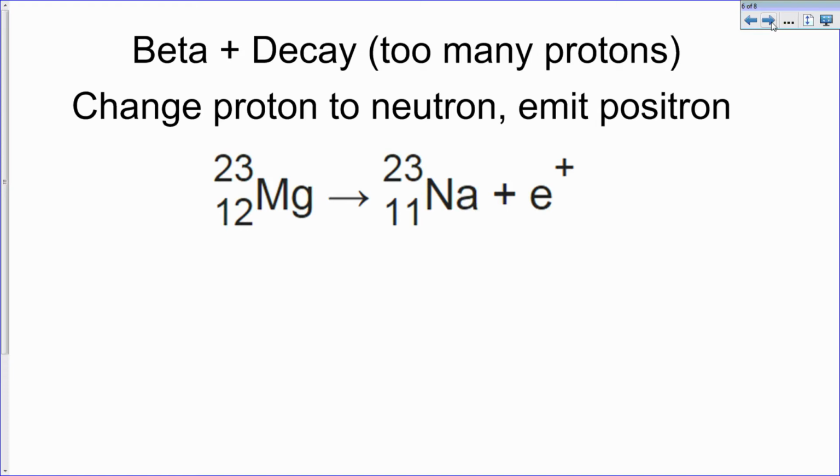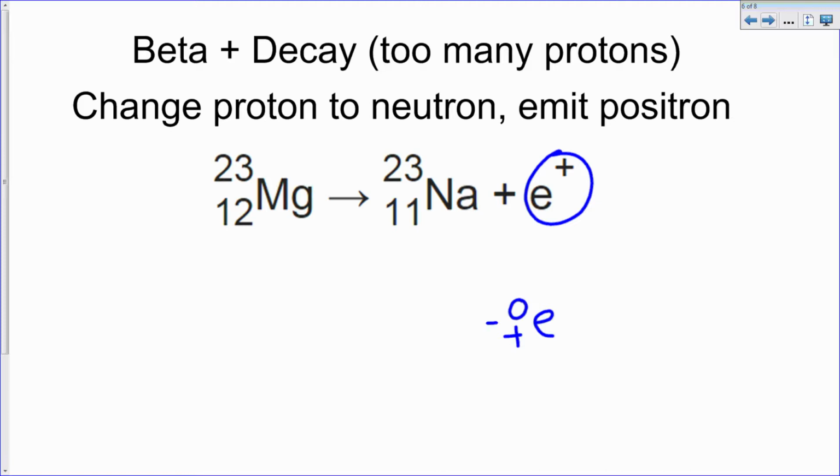This process is quite similar to beta minus decay in that one of our nuclear particles, in this case our proton, changes to the other, in this case our neutron, so you'll notice the mass still doesn't change, and a positron is emitted. A positron has the exact same mass as an electron, which is 0, but instead of having a negative charge, it actually has a positive charge.